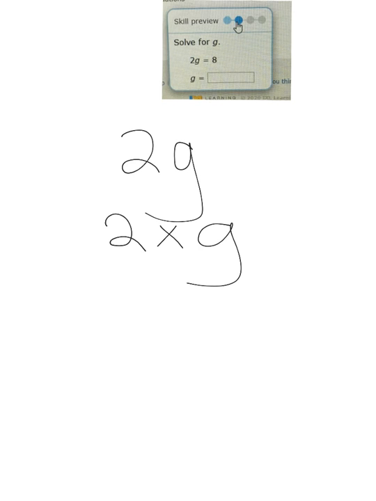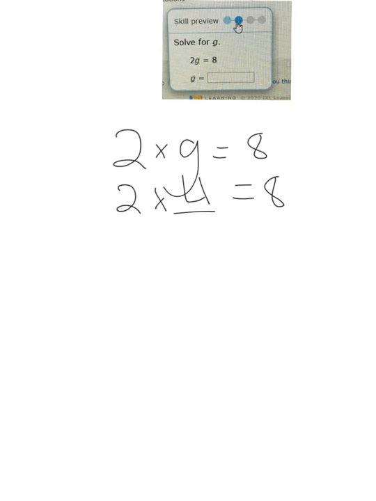Something to be aware of here, just a general knowledge. When you have the 2 and the g right next to each other, that's essentially like saying 2 times g. We're seeing a lot of different ways to represent multiplication. We've seen that dot already, and now this idea of just having it right next to it if it's a variable. For example, 2x or 2c or 2k all means 2 times x, 2 times c, 2 times k. So that said, 2 times g equals 8. I'm sure you can imagine 2 times what equals 8? Obviously, it's 4.